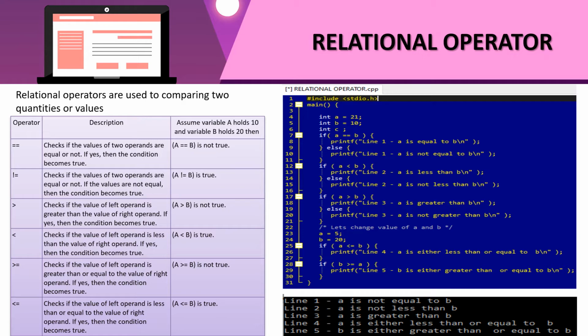When the condition comes here, that is A less than B or greater than B, then it should be not less than B. And when A equal to 5 and B equal to 20, and the condition is checked that A less than or equal to B or B greater than or equal to A, so here comes the result. A is either less than or equal to B, or B is either greater than or equal to A. So here comes the result.